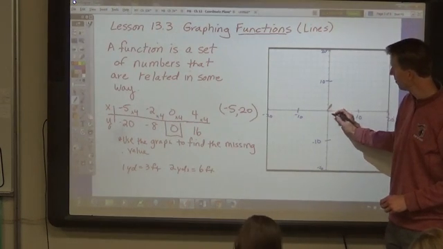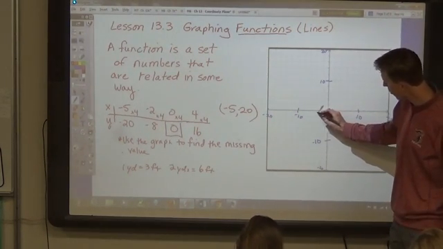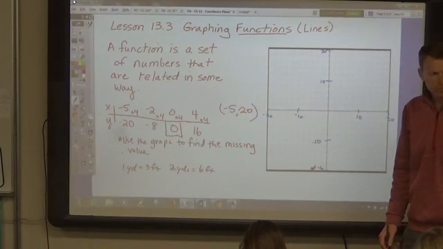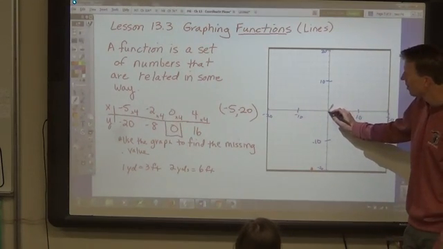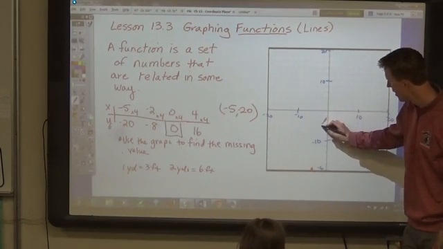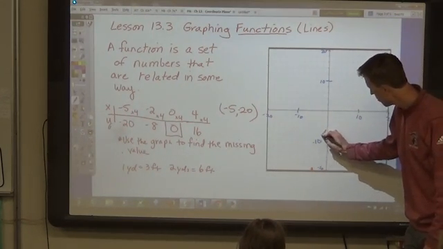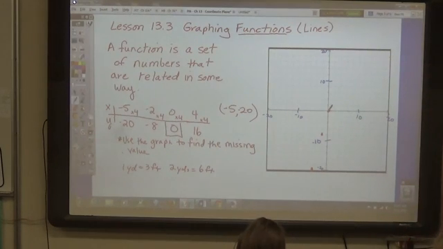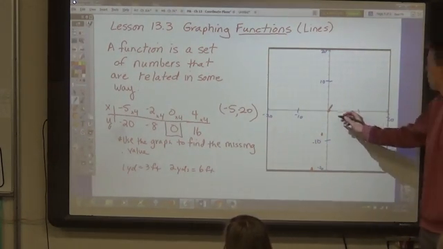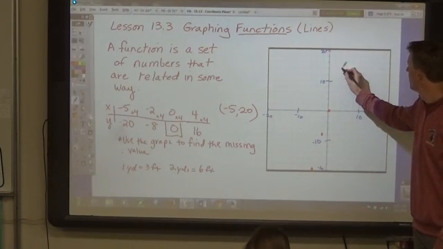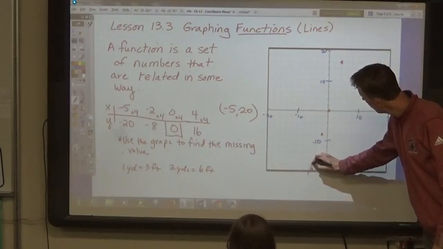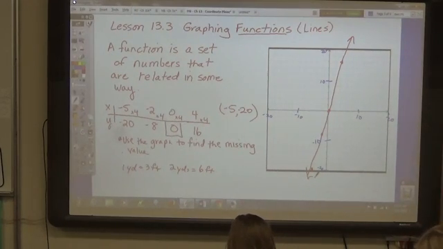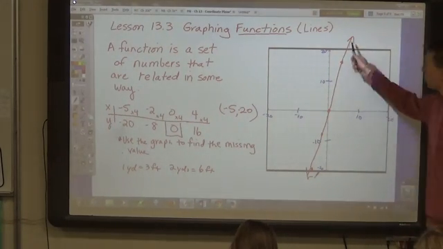-5, -20. So we could go over -5 and down 20 and mark that point. And we could go over -2 and down 8 and mark that point. And we could mark 0, 0 in our pattern. And we could mark 4, 16 in our pattern. And when you mark all those points, what do you have? A line. Yep. This line represents the function.